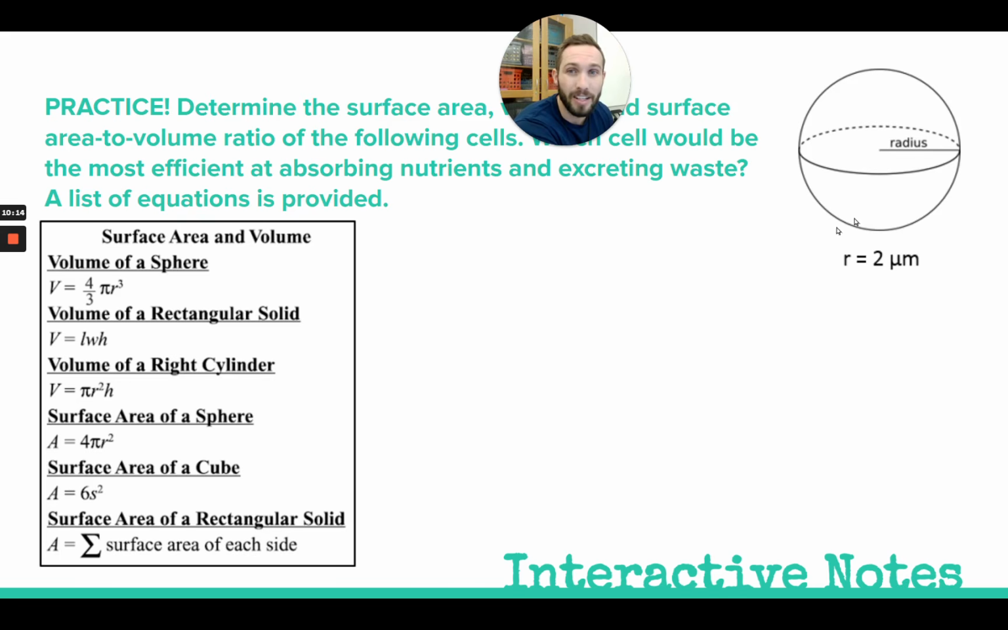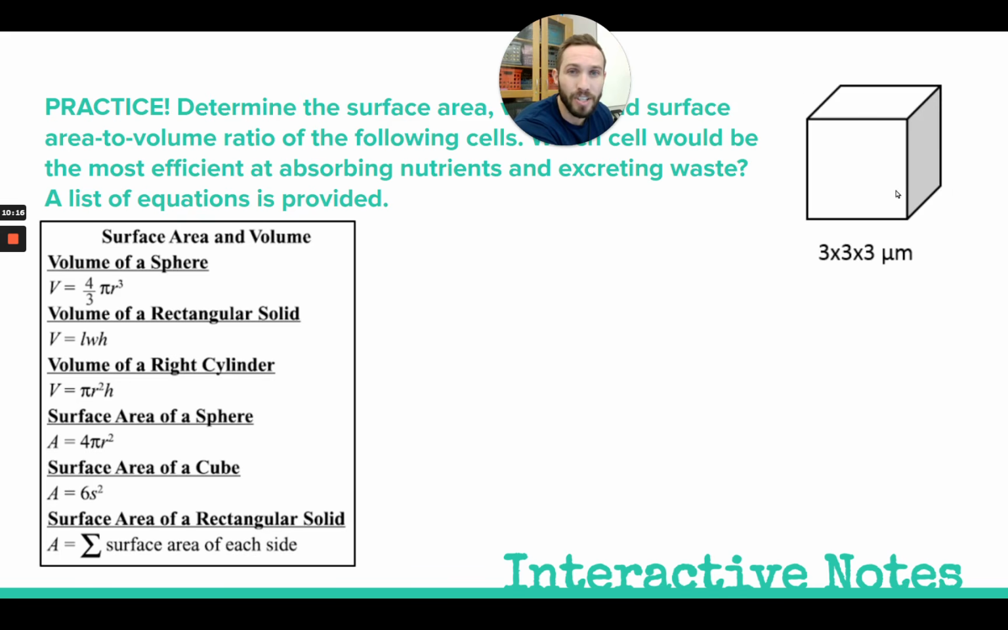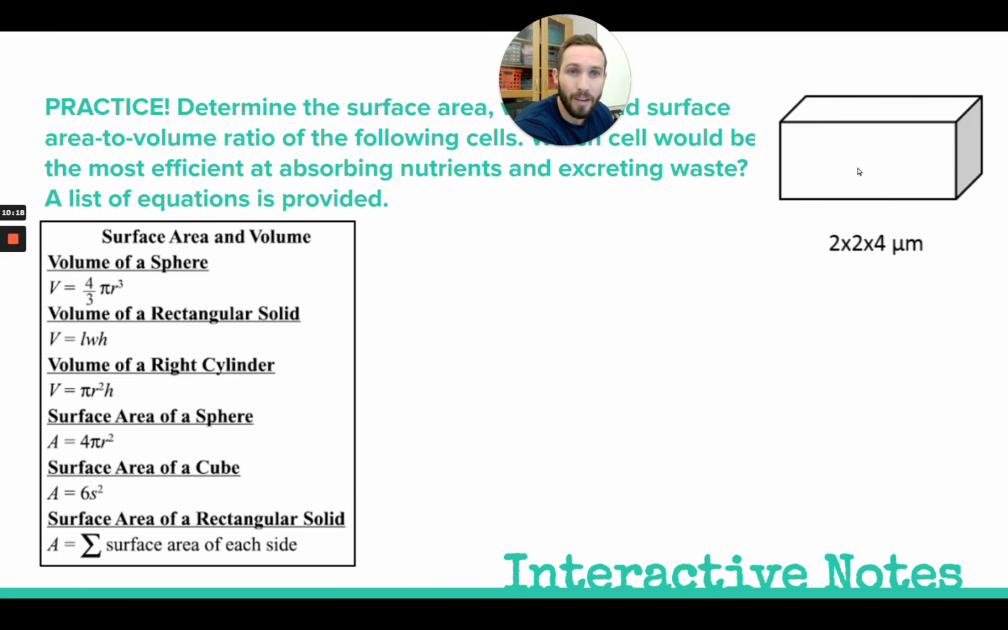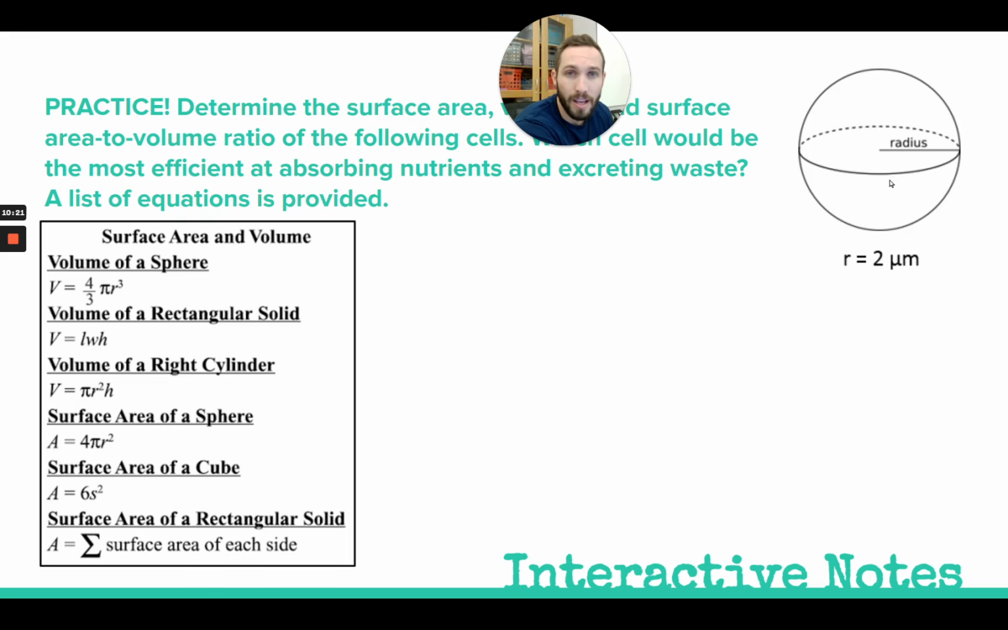And they want you to calculate the surface area of each of these 3 shapes. And then they want you to calculate the volume of each of these 3 shapes. And then you're going to take that surface area and that volume, and divide surface area by volume, to figure out the surface area to volume ratio. And once you know all that information, you will be able to answer this question. It says, which cell would be the most efficient at absorbing nutrients and excreting waste?